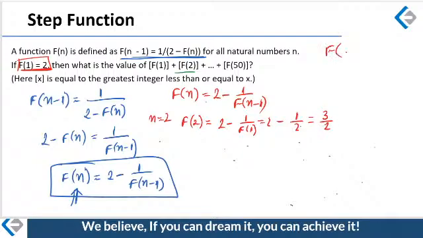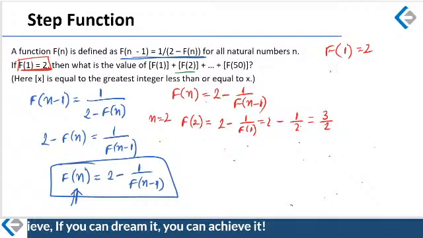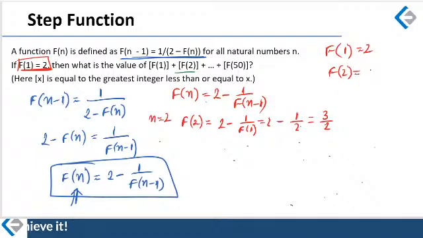f of 1 is equal to 2. What is f of 2? Alright, f of 2 is nothing but 3 by 2. Okay, f of 2 is 3 by 2.